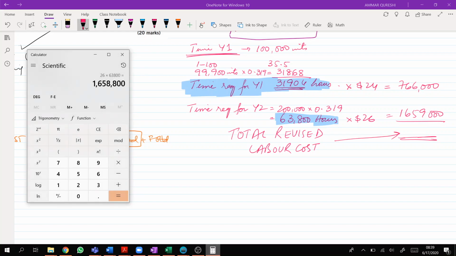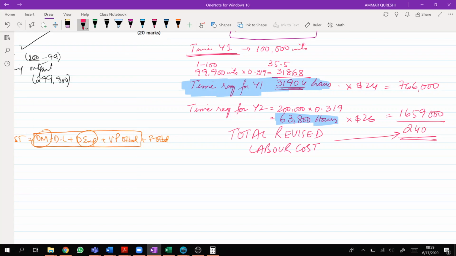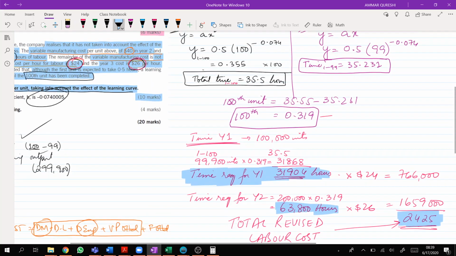Revised labor cost will be 1659 plus 766, which is 2425, right? This is the new labor cost. Now this is again an important figure, right? Now we have to plug this cost into the total life cycle cost of the product.